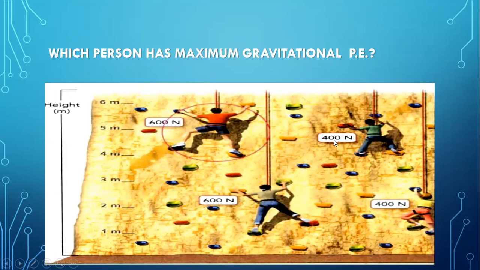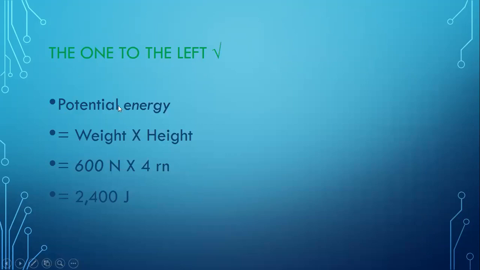On the other side, the one here is 400 and at 4 meters, so it will be 1,600 joules when I multiply, but it wouldn't be the same as this one. That's the maximum one. So the potential energy for this person will be weight times height, 600 newtons times 4 meters, so by the end it will be 2,400 joules.